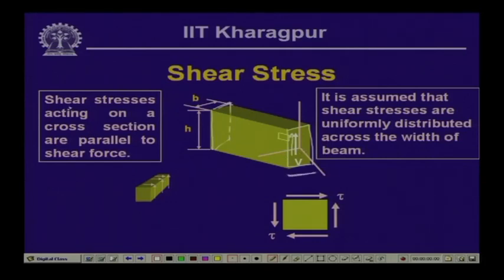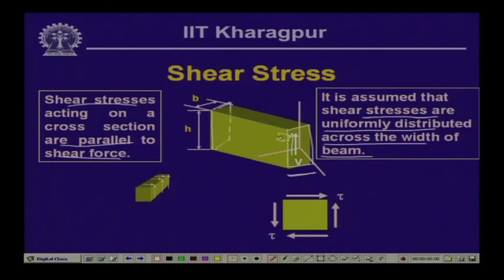One is that shear stresses act on a cross section and are parallel to the shear force. That means, at a particular section where we have the shearing force, we assume that the shear stress is parallel with the shear force in that cross section. It is also assumed that the shear stresses are uniformly distributed across the width of the beam. It is reasonable to assume that across the width the shear stress is uniform. However, there could be variation of the shear stress along the depth of the beam, but at a particular point along the width we assume that the shear stress is uniform.